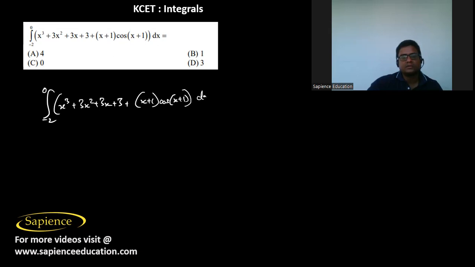Then here it is told to find the integral from minus 2 to 0 of x cube plus 3x square plus 3x plus 3 plus x plus 1 into cos of x plus 1 dx. So that will be how much? Now here we can tell this will be integral minus 2 to 0, x plus 1 whole cube plus 2 plus x plus 1 into cos of x plus 1 into dx.